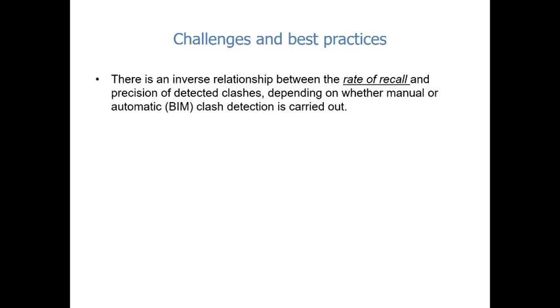Challenges and best practices. There is an inverse relationship between rate of recall and precision of detected clashes, depending on whether manual or automatic BIM clash detection is carried out. With manual, you go one by one, but you could end up with 2,000 clashes. There's no way you can go one by one. So you do automatic clash detection, and we send the clashes to the team automatically.